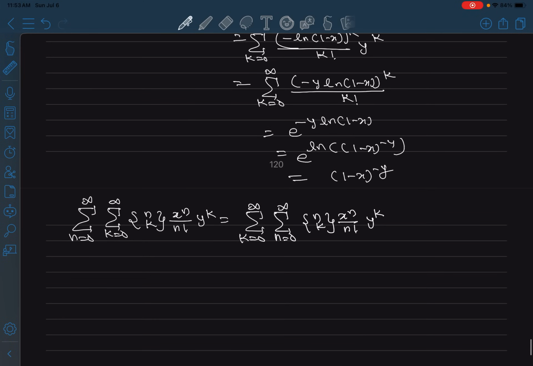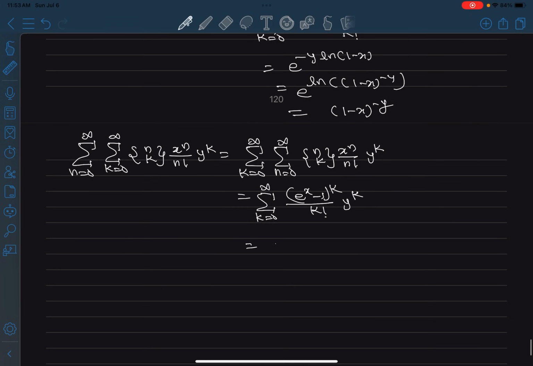So using that, we have the sum from k equals 0 to infinity of (e to the power x minus 1) to the power k by k factorial, y to the power k. Then we have the sum from k equals 0 to infinity of (y times (e to the power x minus 1)) to the power k by k factorial. Now this becomes e to the power y(e to the power x minus 1). And that was exactly what I had to prove.